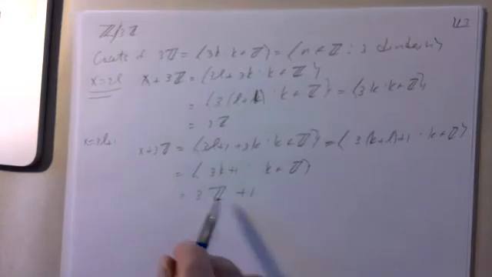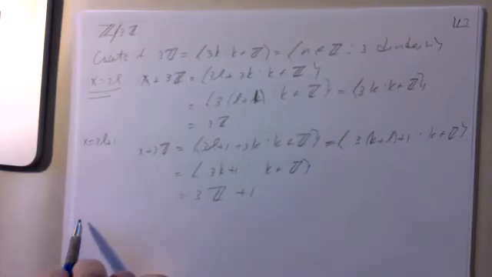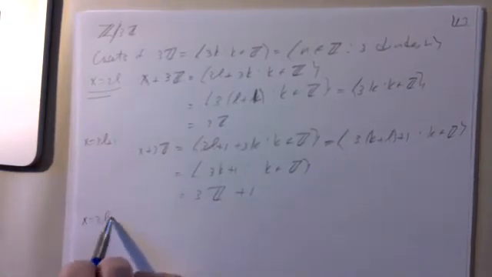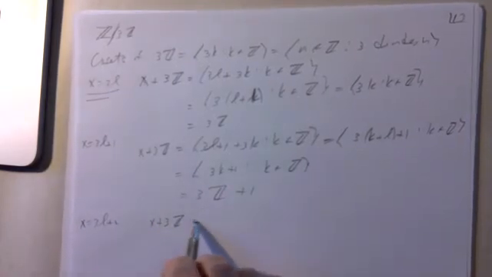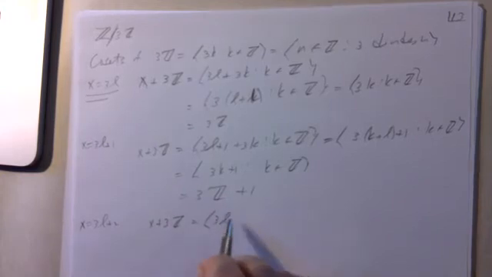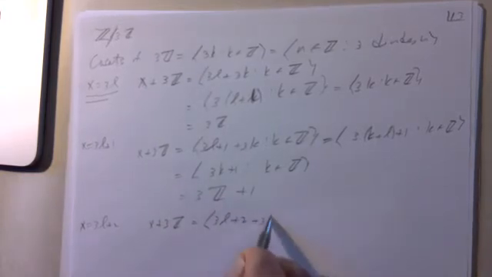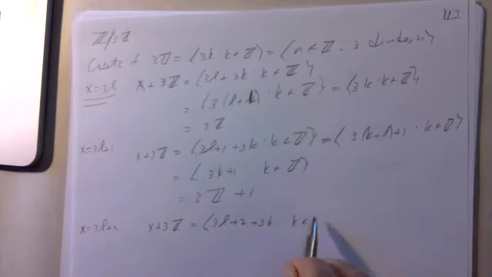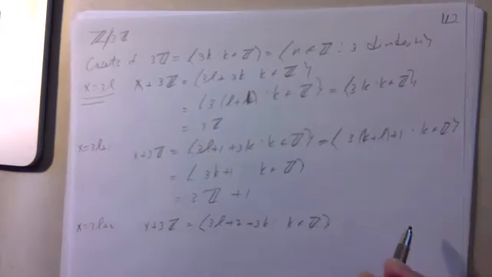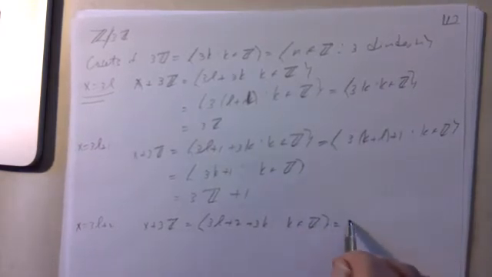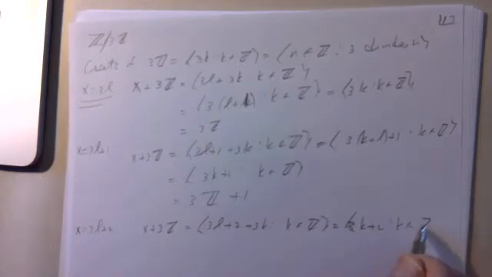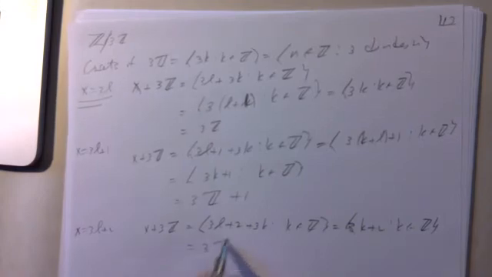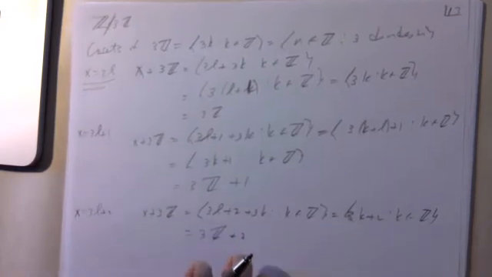Okay. Sum of these two sets. If x is 3l plus 2, then x plus 3Z is everything in the form 3l plus 2 plus 3k, k in Z. And this is again just everything in the form 3k plus 2, k in Z. So this is 3Z plus 2.